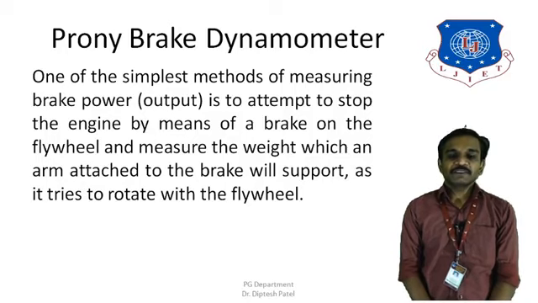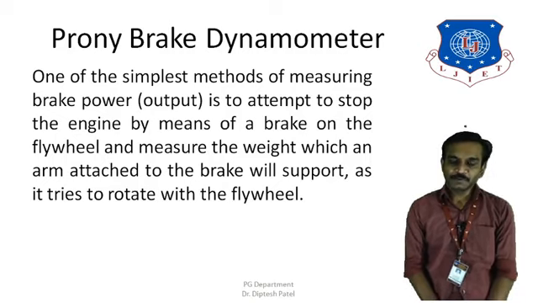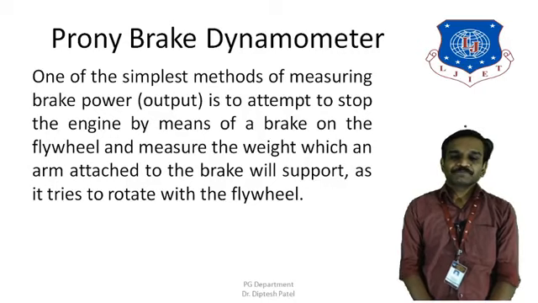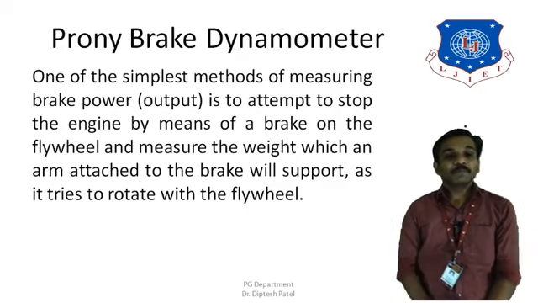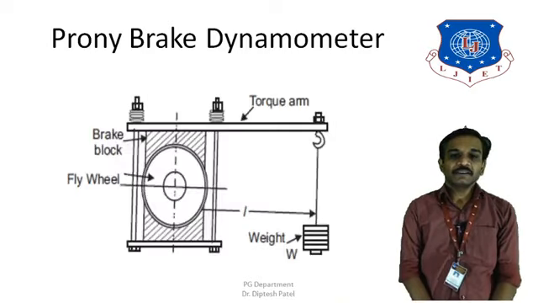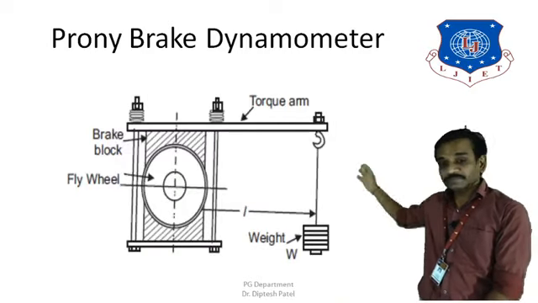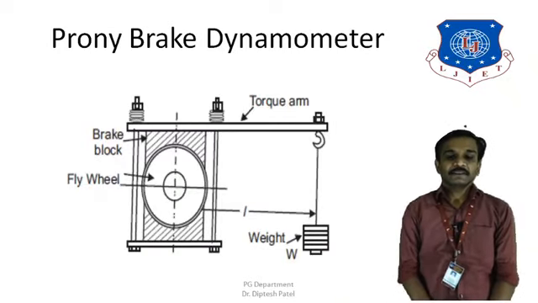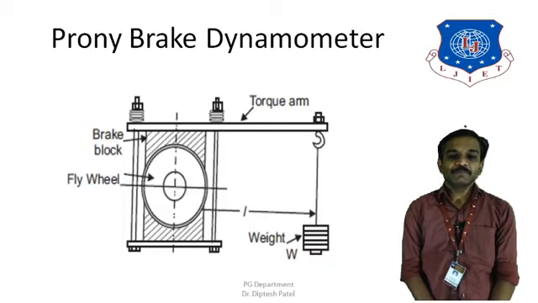Basically, dynamometers are divided into two different categories. One is the absorption dynamometer and the second one is the transmission dynamometer. So we are going to understand the different types of absorption dynamometer, and the first of them is the Prony brake dynamometer. Now let me show you the overall diagram of the Prony brake dynamometer.